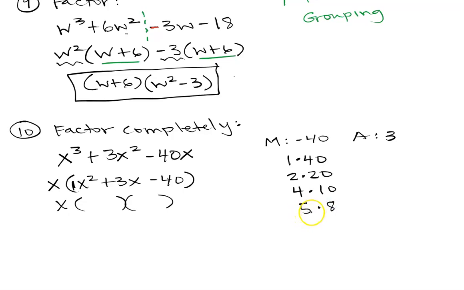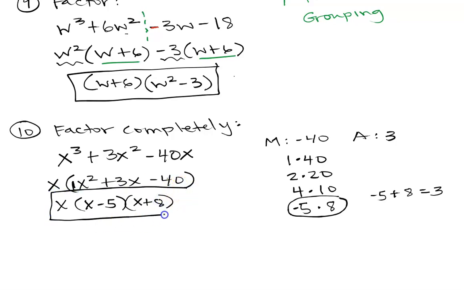All right, so now which one of those would add or subtract to give us 3? Well, it would be the 5 and the 8, but I need the 5 to be negative and the 8 to be positive to add to be that, right? Negative 5 plus 8 gives me a positive 3. So I have x minus 5 in one of the parentheses and x plus 8 in the other parenthesis. And then make sure you don't forget that x out in front. It's still part of your answer.